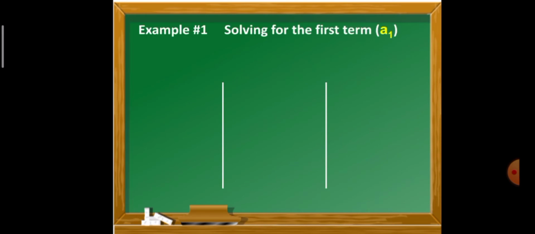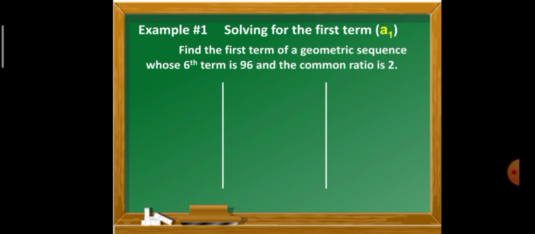Okay? So, example number 1. Solving for the first term or the a sub 1. Find the first term of a geometric sequence whose sixth term is 96 and the common ratio is 2. So, isa-isahin natin kung ano ang mga given. So, a sub 1, yan ang hinahanap natin. A sub 6 is 96. Yung the common ratio is 2. Yung n is yung 6.